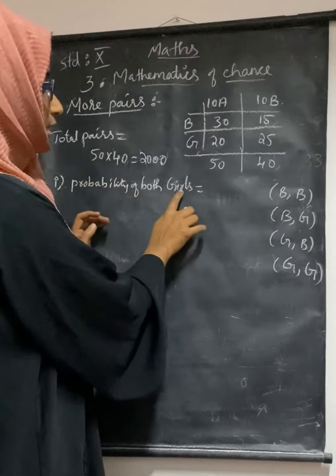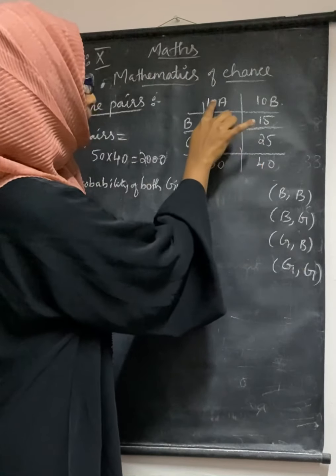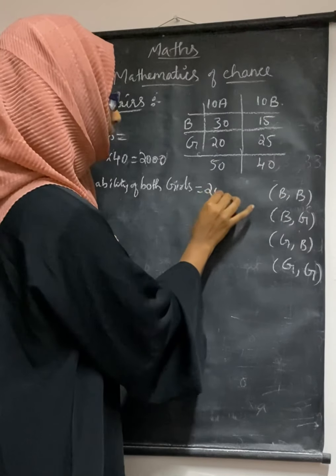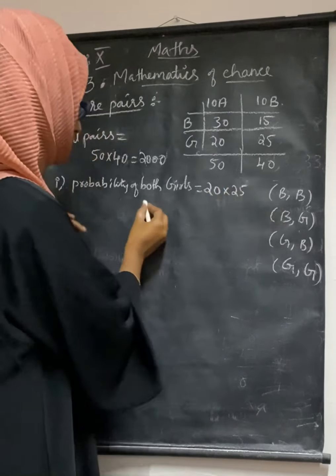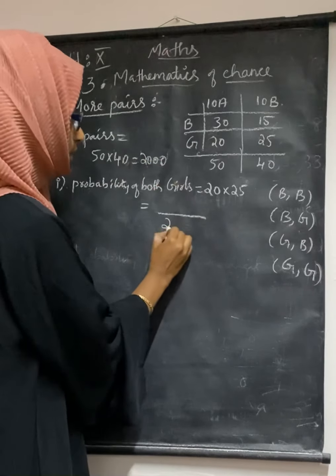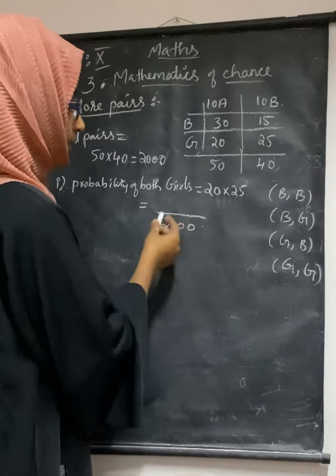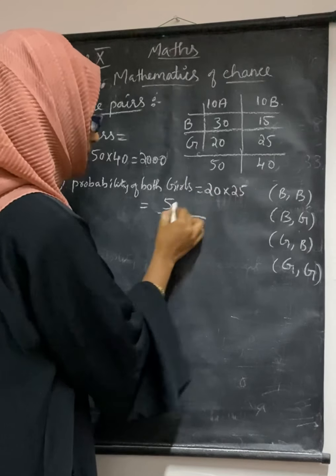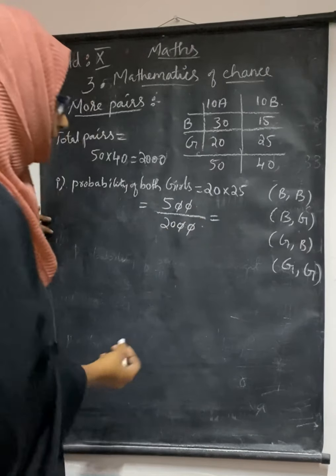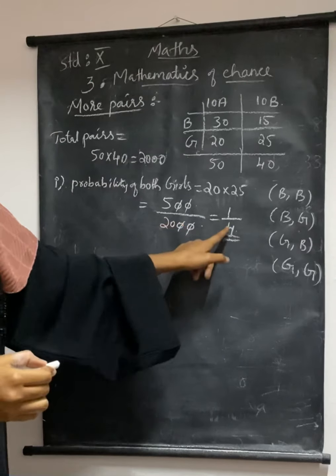Now, both the girls we want. Both the girls: 10th A girl, 10th B girl. You have to check here. 10th A girl, how many? 20. 10th B girl, how many? 25. So you have to multiply 20 into 25. Probability comes divided by the total pairs, 2000. 25 twos are 50, and 1 0, 500. So 500 over 2000. 1 0 gets cancelled, and you will get 1 by 4. 1 by 4 is the answer when you make it shorter.